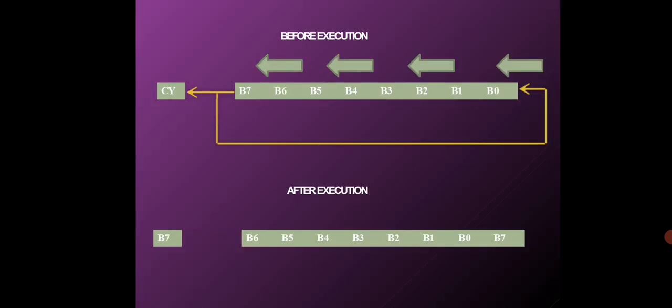You can see in this example that it is used to rotate each binary bit in the accumulator. So before execution it is B0 to B7 and CY, that is carry flag, and after execution you can see that one bit is rotated to the left side by one position.